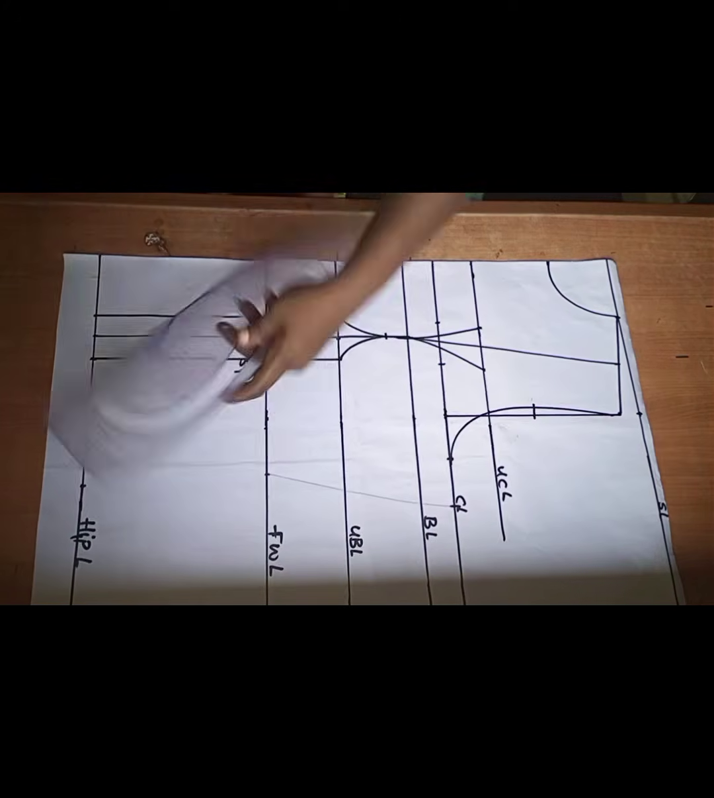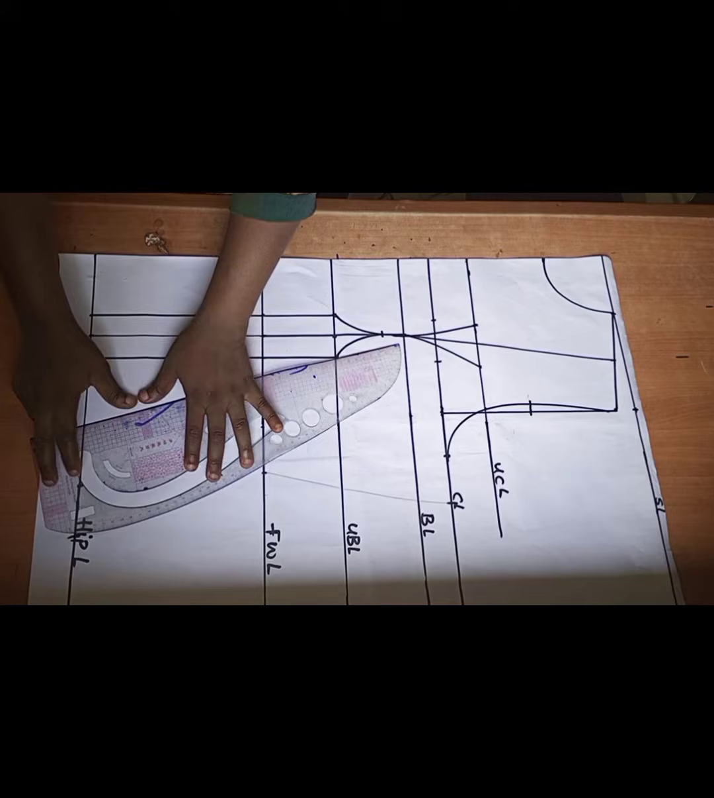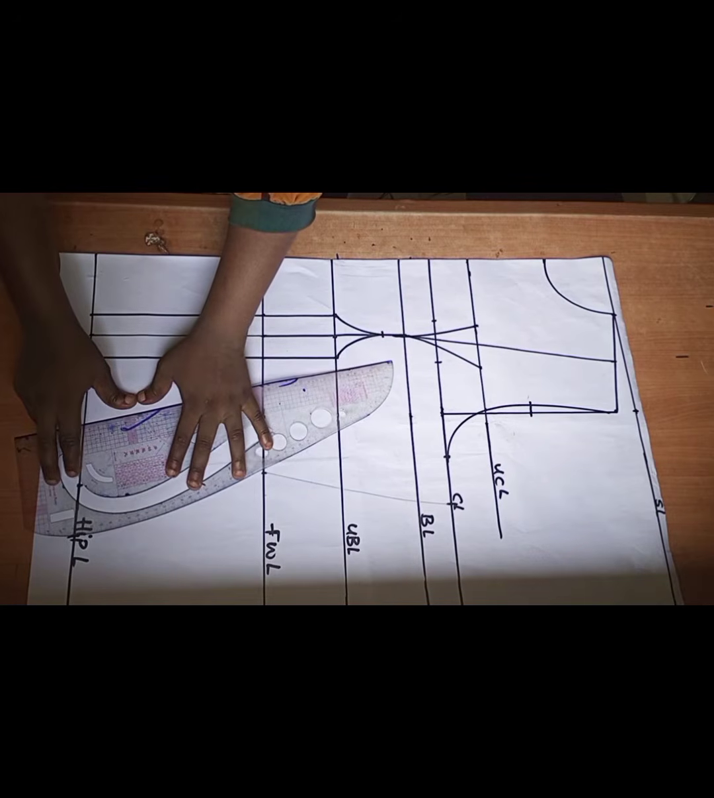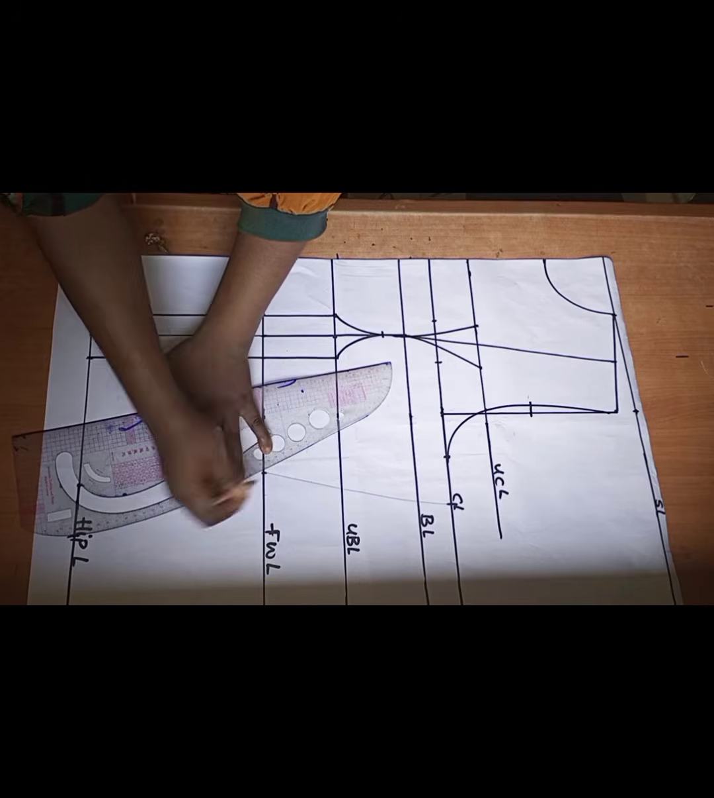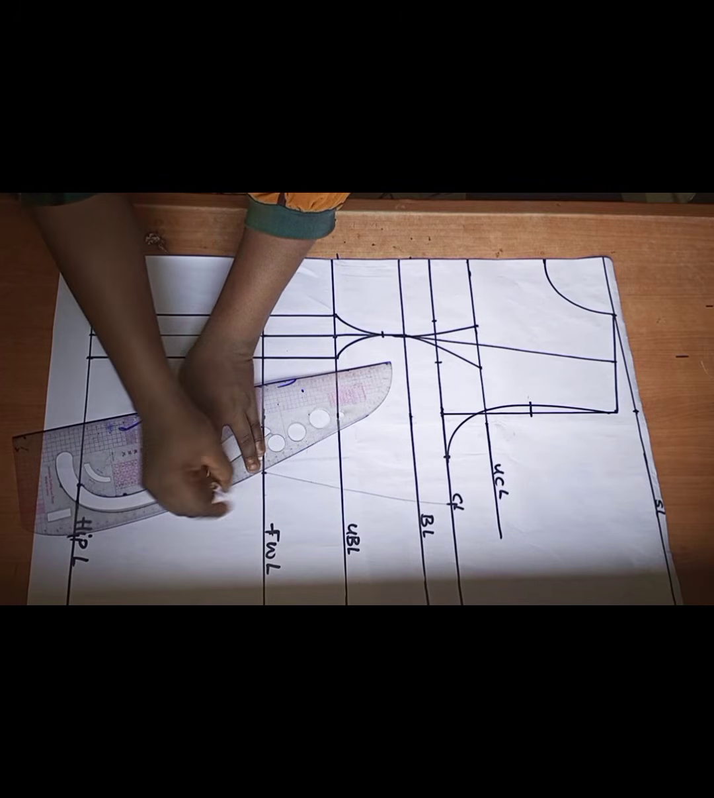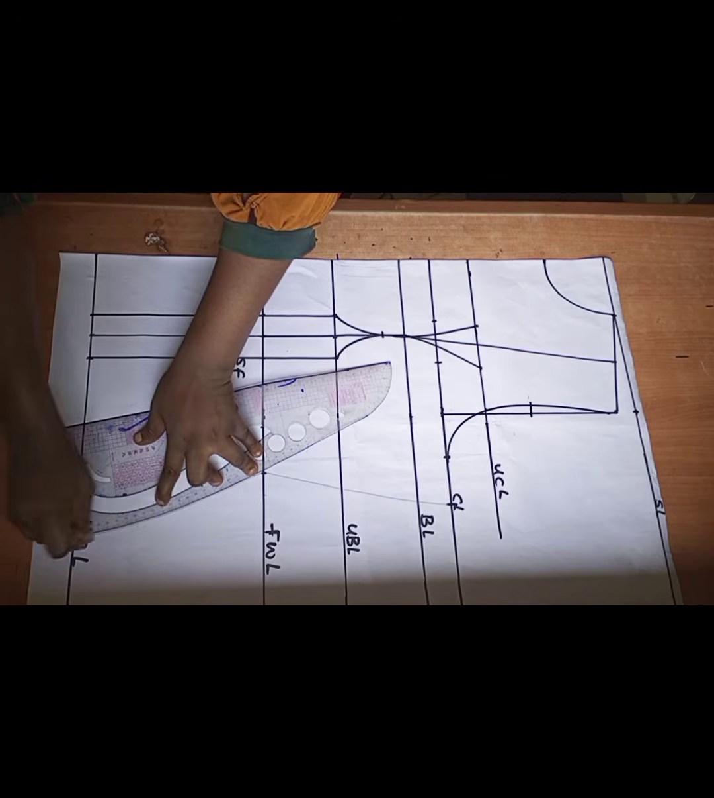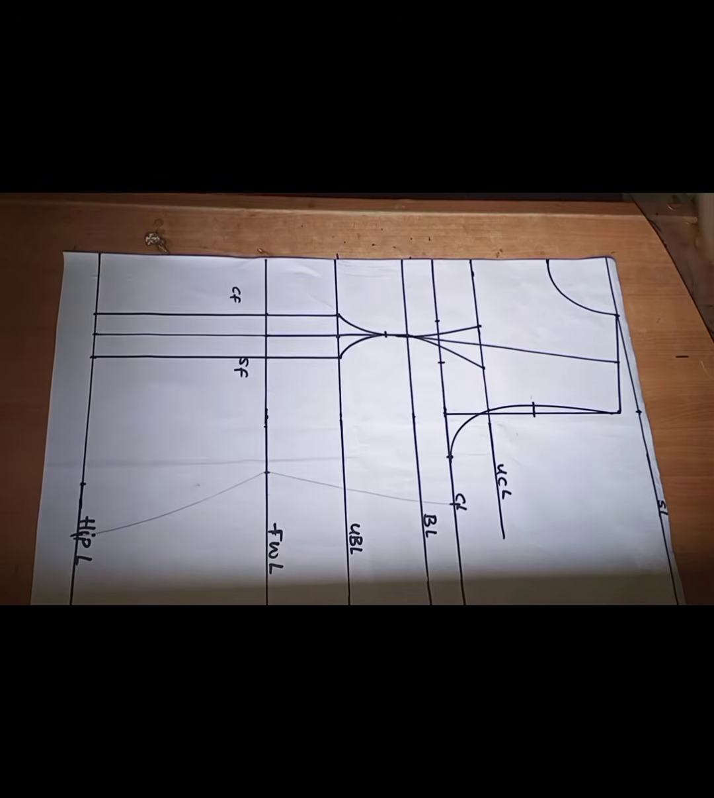Now, the reason for using pencil to connect the points together first is because I'm going to be snatching the waist of this dress by 0.75. So I'm just using the pencil to get the full body shape first before I do that, okay?